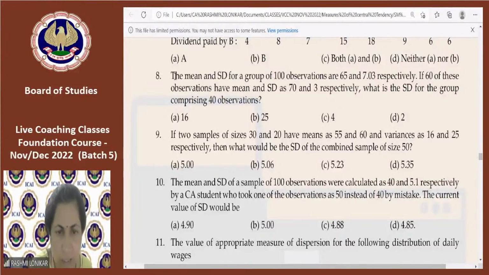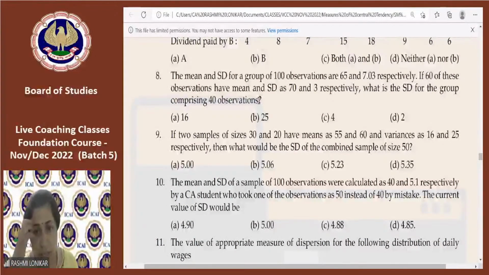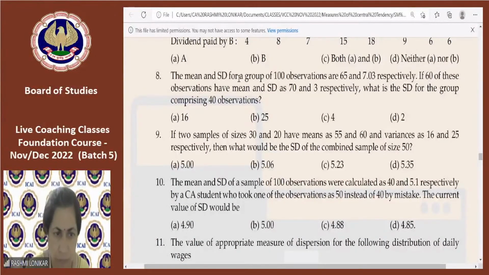Now question number 8. This can be asked. The mean and standard deviation of a group of 100 observations is 65 and 7.3. If 60 of these have this mean and this standard deviation, what is the standard deviation for the group comprising the other 40? In this case, the mean and standard deviation for a group of 100. So what is the formula? Combined mean formula.